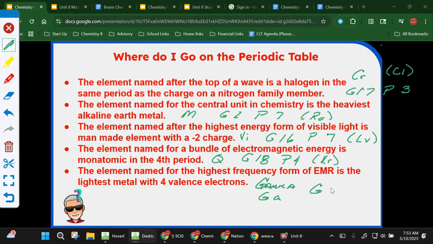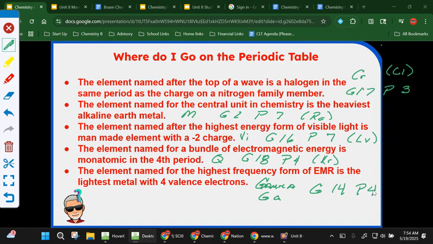The carbon family, which is group number 14. Okay, now for the tricky part, ladies and gentlemen. Which element is the lightest metal in group 14? Germanium. Okay, germanium. So what period is germanium in? 4.